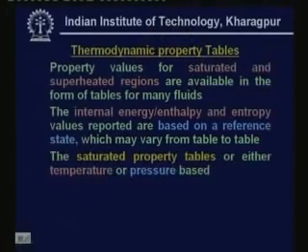Normally the saturation property tables are either temperature based or pressure based. For example, a temperature based saturation table gives temperature as the independent variable, and gives all other properties as functions of temperature. Let us take water. Let us say the temperature of water is 10 degrees centigrade. Then the saturated table gives you the saturation pressure at 10 degrees centigrade. Then it also gives you the saturated liquid properties and the saturated vapor properties at 10 degrees centigrade. So this is a typical table based on temperatures.